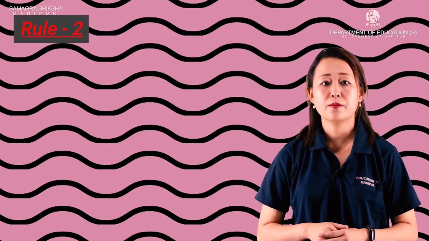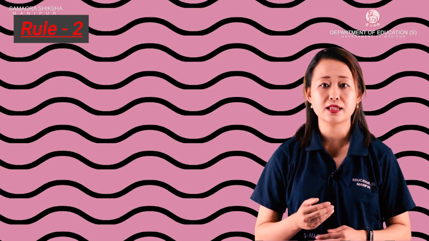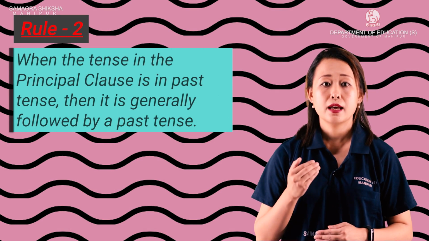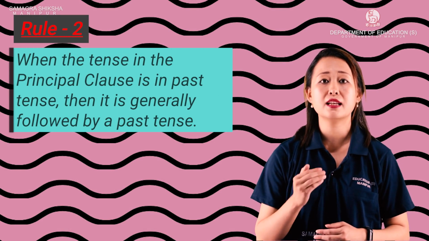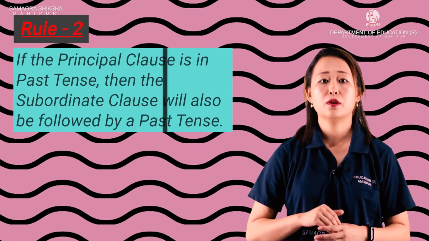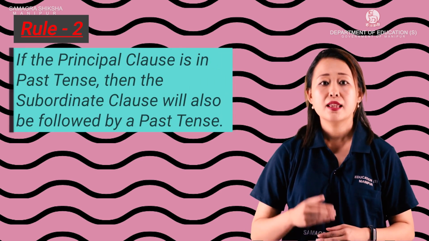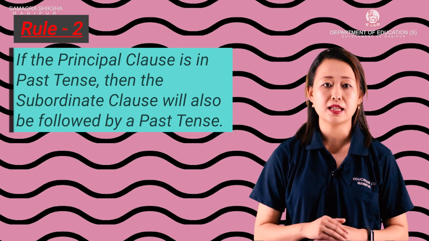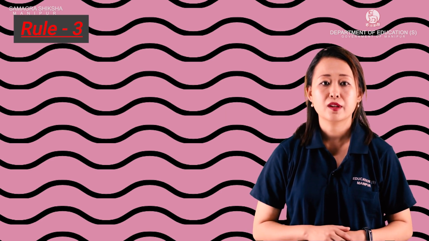And so, from these examples, we see that when the tense in the principal clause is in past tense, then it is generally followed by a past tense. If the principal clause is in past tense, then the subordinate clause will also be followed by a past tense. Now, let us look at rule number 3.